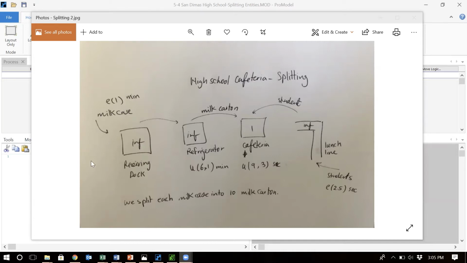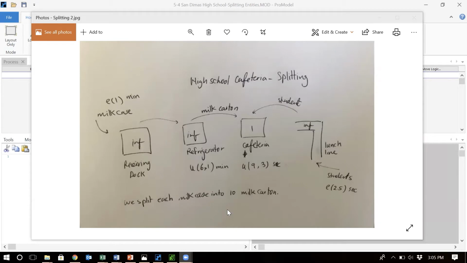However, we get a total of 10 milk cases per day. And each day, we are supposed to provide service to 100 students. So we have to provide service to 100 students each day, and we get 10 milk cases each day. And we are going to simulate this cafeteria for 1 day.